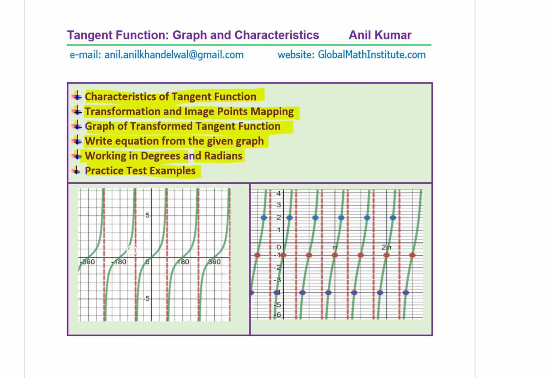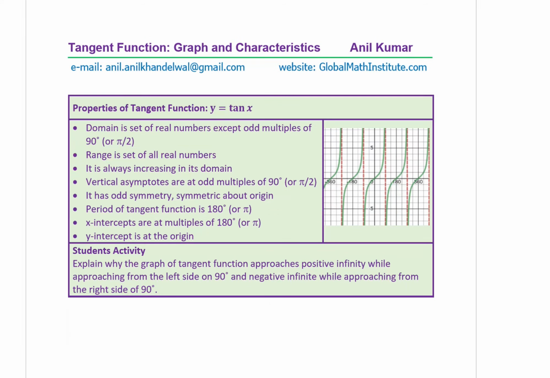Graph of some tangent functions are given to you here. Let us take up the characteristics to begin with. So let's talk about the properties of tangent function y equals to tan x. Domain is set of real numbers except the odd multiple of 90 degrees or pi by 2, right? As you know, you can write tan x as a ratio of sine x over cosine x, correct? So clearly, cos x should not be equal to 0.